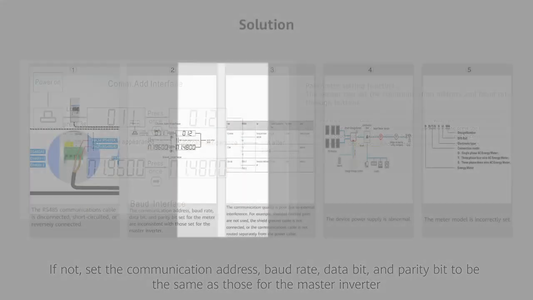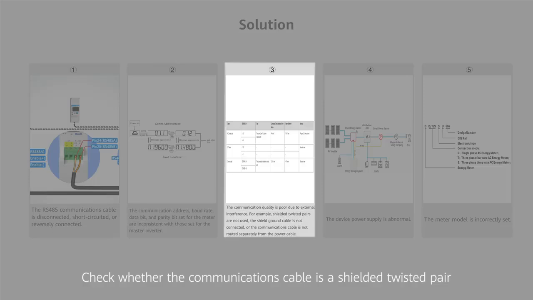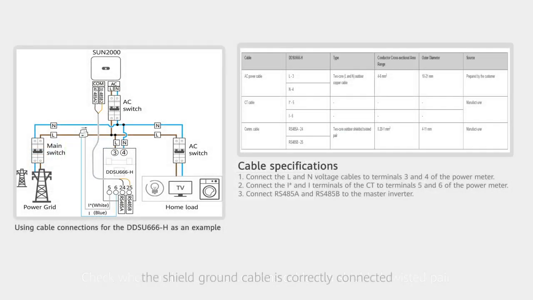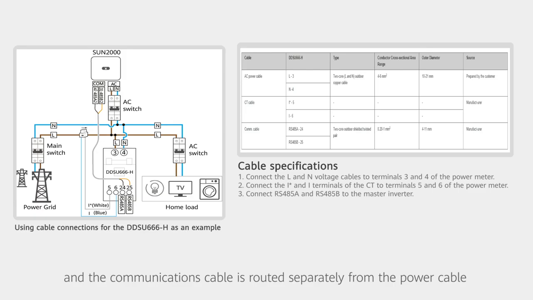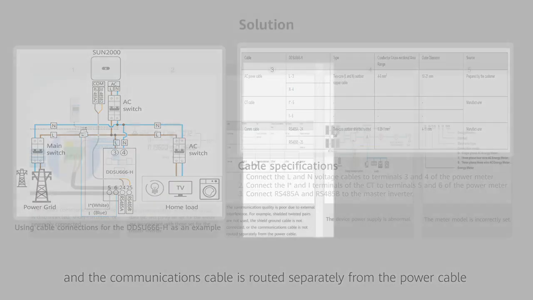the master inverter. Check whether the communications cable is a shielded twisted pair, the shield ground cable is correctly connected, and the communications cable is routed separately from the power cable.